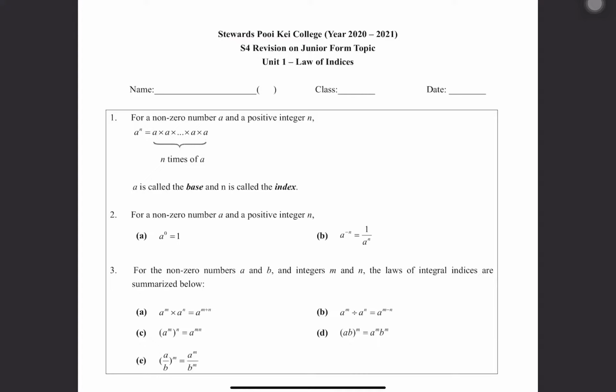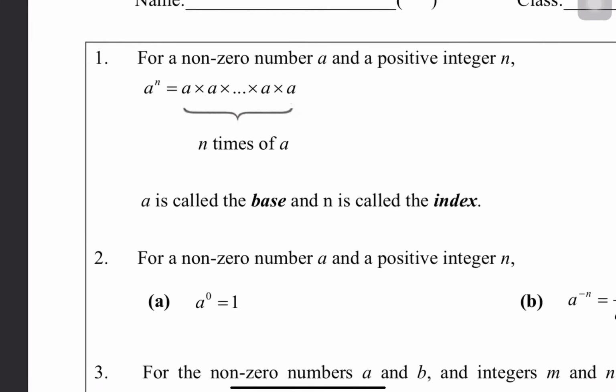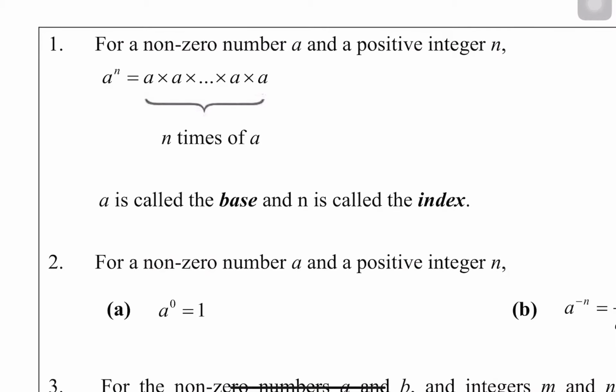In this video, I would like to have a short review on the law of index. Before that, one of the important concepts you need to know is what is the meaning of these notations. a to the power n means there are n times of a, multiplied together.